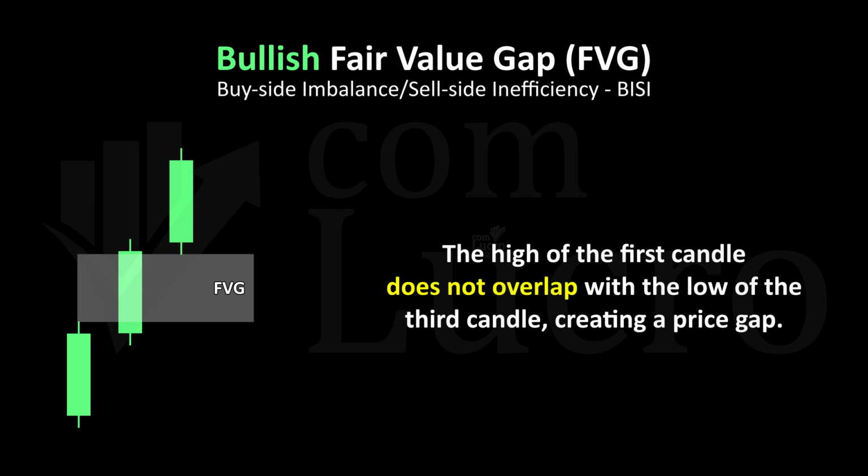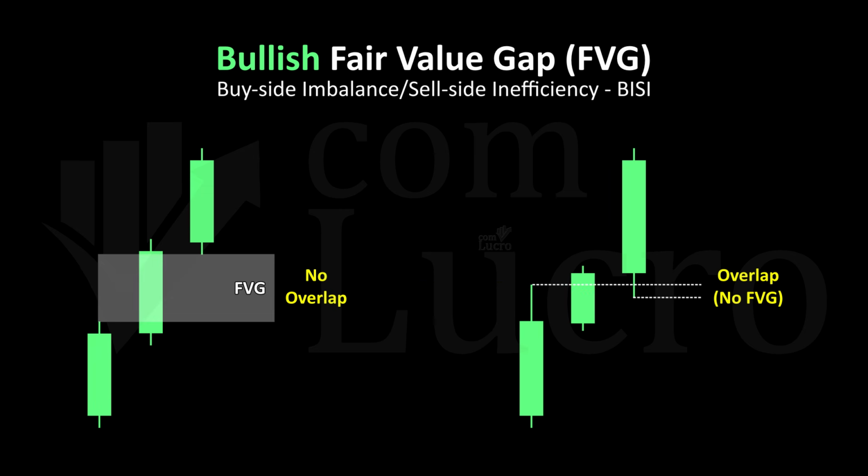A fair value gap forms when price expands aggressively and the candle wicks fail to fully overlap, leaving behind an inefficiency in the market. To make this concept clearer, let us compare two different price movements, one where a fair value gap is present and one where it is not. On the left, there is no overlap between the candles, which creates a fair value gap. On the right, the candles overlap correctly, meaning no imbalance was created.